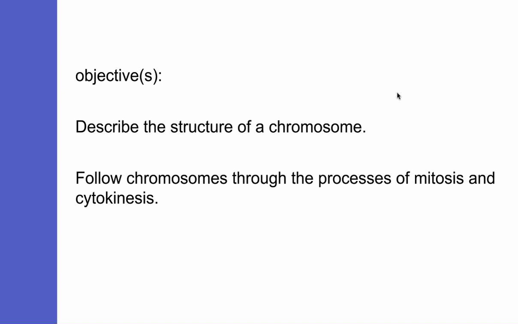All right, so this is video 1 of 2 for your section 2 notes for chapter 5 in biology. In this section, we're going to talk about the structure of a chromosome, and we're also going to follow those chromosomes through the process of mitosis and cytokinesis. We're going to cover the first objective in the first video here, and then talk about mitosis in another.